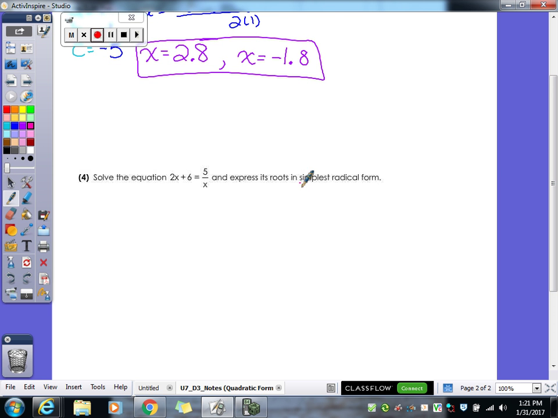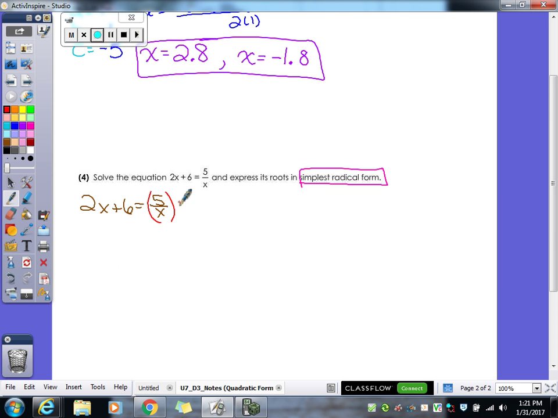All right, so our last one in our notes again. They want it in simplest radical form, so this one will take us just a little bit longer, but we'll get there. But is our equation in standard form? No. We got 2x plus 6 equals 5 over x. That's definitely not in standard form. So how do we get rid of this 5 over x thing here?